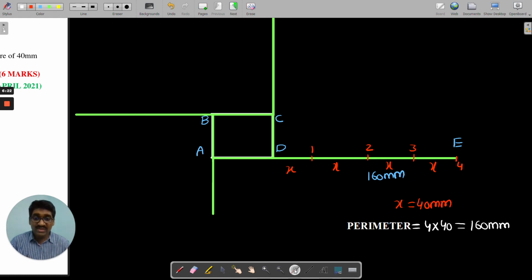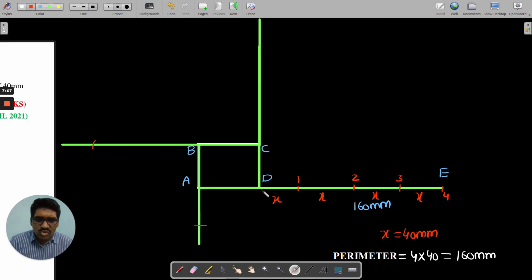Are you following? Now do one thing, very simple. Take this length D1 as radius and this point as center. Cut this line. Next, take D2 as radius, B as center. Cut this line. So take D3 as radius, C as center. Cut this line.